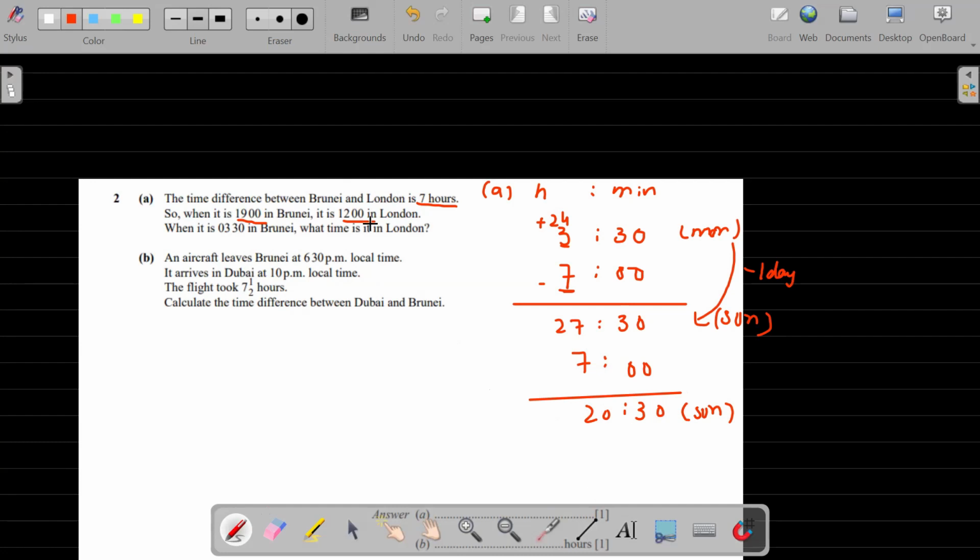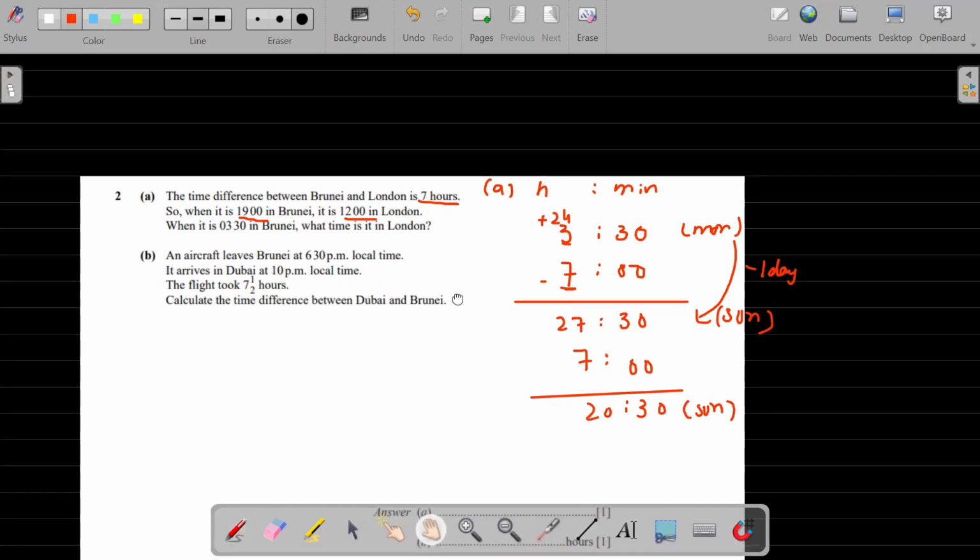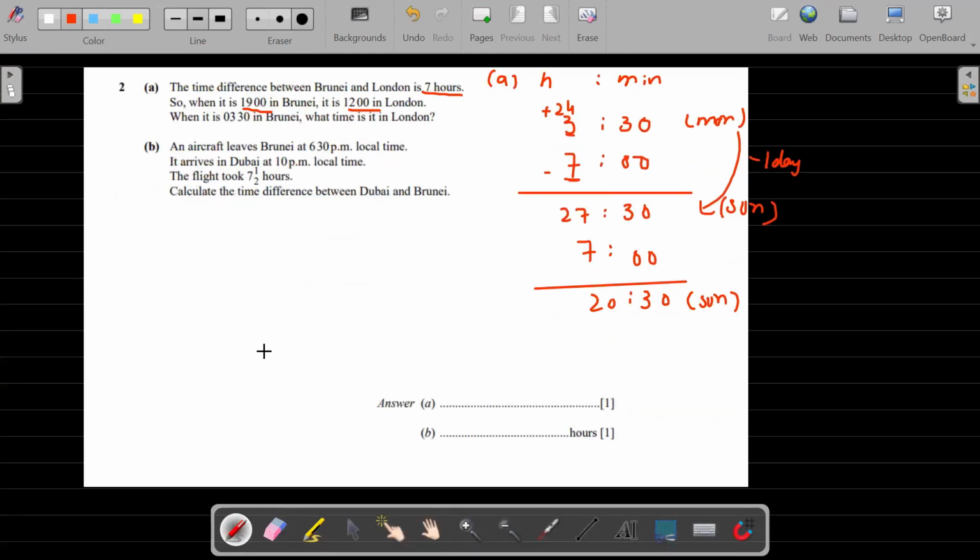Right now he didn't ask you to mention the day, but he wants you to mention the time. Let's do the next part. An aircraft leaves Brunei at 6:30 local time. This is the B part. It arrives in Dubai at 10 p.m. The flight took 7.5 hours. What is the time difference between Dubai and Brunei? We know only the time of flight, and we know the arrival time as well. Let's figure it out now.